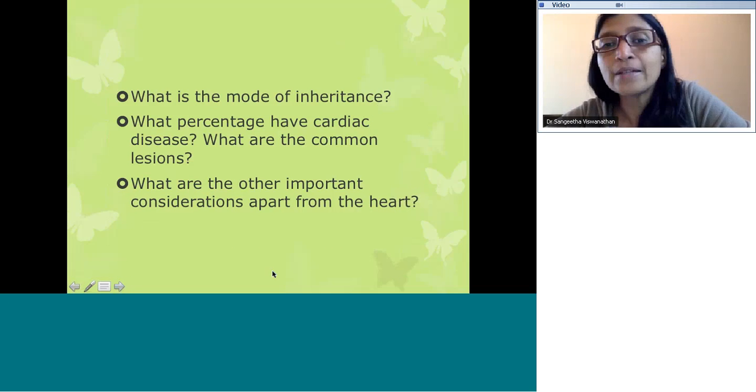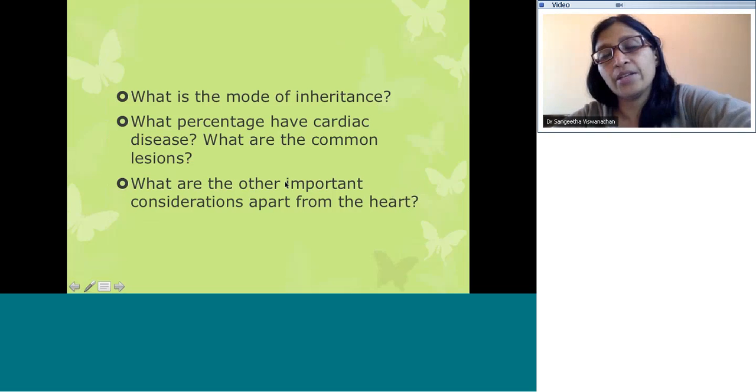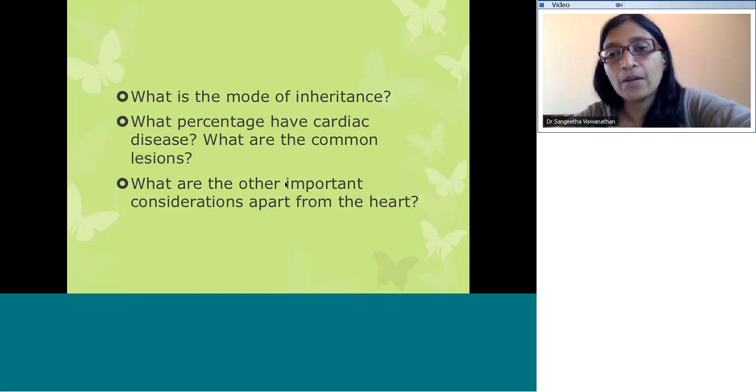So what is the mode of inheritance of Noonan syndrome? Yeah, so autosomal dominant. You'll often find that the parents also appear to have Noonan syndrome and may never have been diagnosed. So it's important that these families are sent for genetic counseling. And what are the common lesions that we find in Noonan syndrome, apart from pulmonary stenosis? Hookworm is one. They can also have coarctation of aorta.